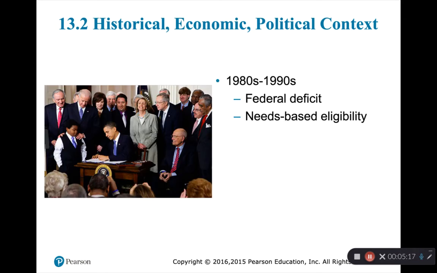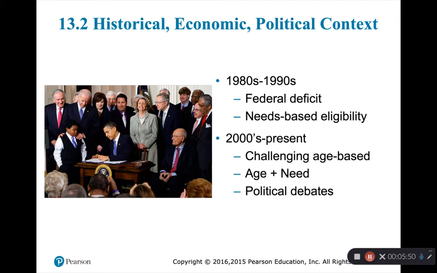Since the 1980s and 90s, a growing federal deficit put pressure on lawmakers to reduce government spending. Ideology for supporting, based on age, began to decrease as negative feelings towards taxes and wanting to support youth grew. As it became more clear that age was not necessarily a marker of need for governmental support, people began to support needs-based eligibility rather than just age-based eligibility. More policies targeted low-income individuals rather than just age.